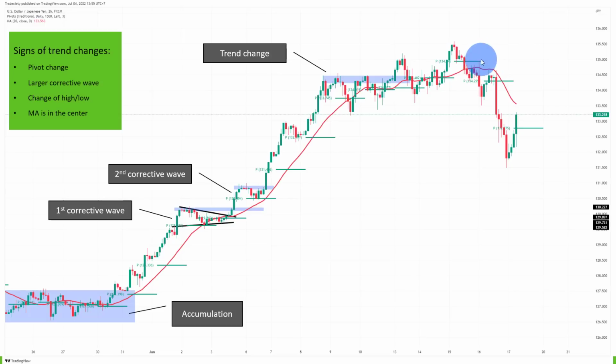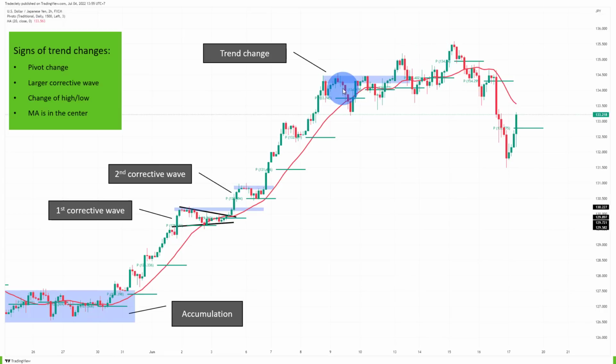So at this point it's really clear that the market is definitely changing and it's not very bullish anymore. Also, the moving average is in the center of the price action. That's also a sign that the power is losing and the momentum is down. So the bullish power is not as strong anymore, and you can see the market is trading around the moving average.